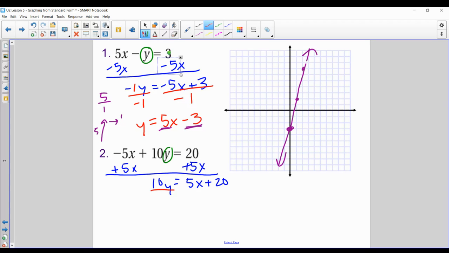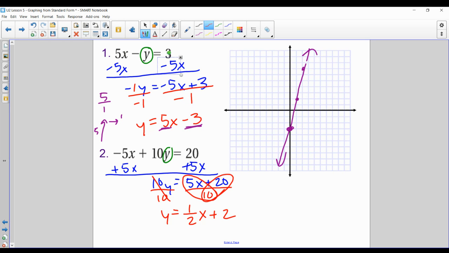I'm going to divide both sides by 10. So I'm left with just y on the left side, and then I'm going to divide 5x by 10, which leaves 1/2 x. 5 divided by 10 is reduced to 1/2. And I'm going to divide 20 by 10, which is just plus 2.